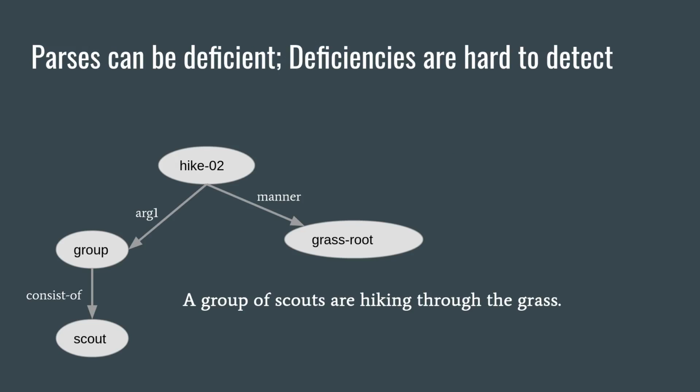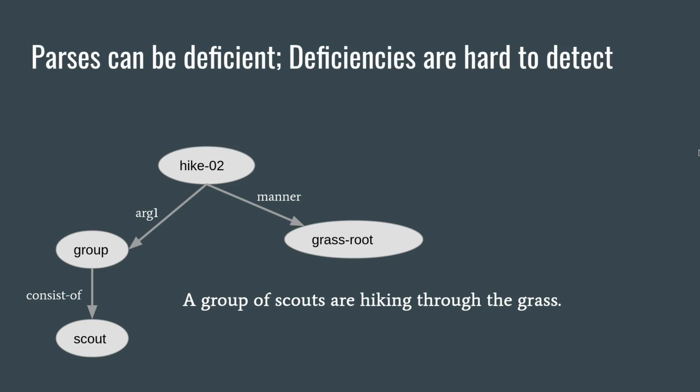Namely, because the task is so complex, the parsers are often deficient, and these deficiencies can be very hard to detect. Here's an example. This is the parse of a neural parser of the sentence, a group of scouts are hiking through the grass. And immediately we see that this node must be kind of false, because grassroot, well, there is no grassroot movement going on here.